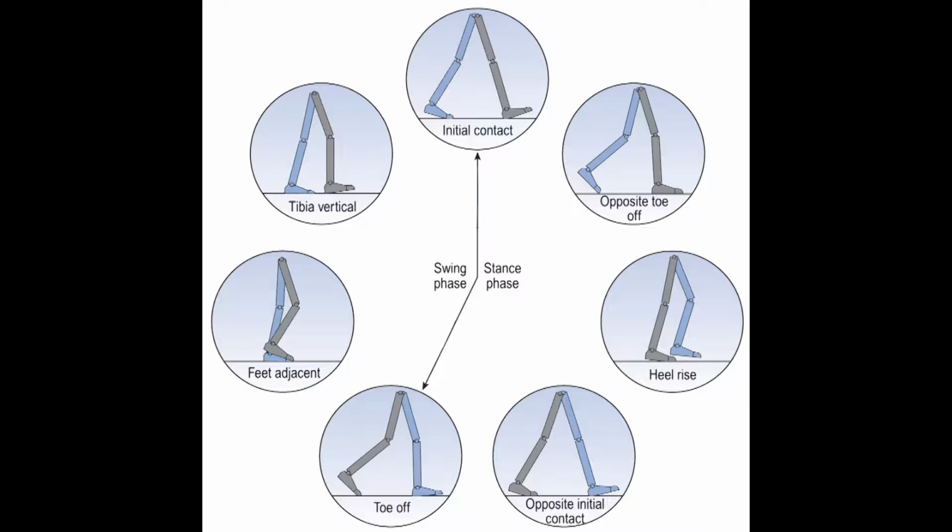The next event is heel rise, and it's the moment the heel first begins to leave the ground. Opposite initial contact is the point at which the blue heel first contacts the ground. Next is toe off, and it's the moment at which the toe first leaves the ground. Next is feet adjacent, and that is when the foot that's swinging through the air, your gray one, is even with the foot on the ground, the blue. The final event is called tibia vertical, and that just means when the shin is straight up and down relative to the ground. So now, let's take what we have learned and apply it to an example of normal gait.